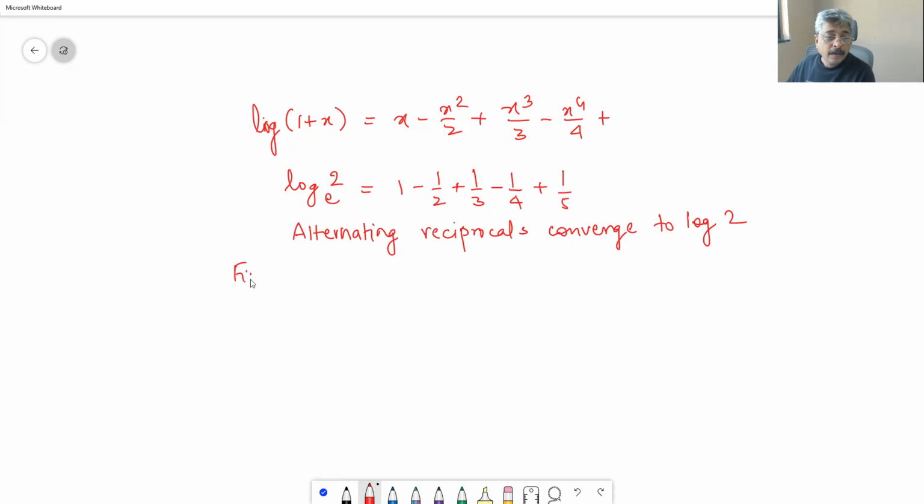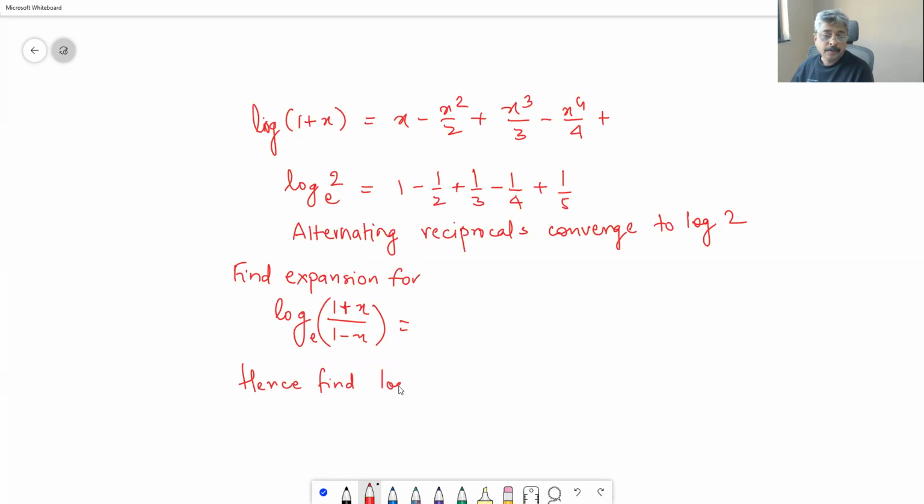Find the expansion for log 1 plus x upon 1 minus x. Hence find log 2020.